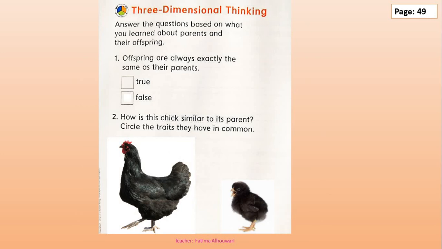Page number 49. We have 2 questions here. Offspring are always exactly the same as their parents. What do you think, grade 1? Is this true or false? Offspring are always exactly the same as their parents? Of course, no, they have some differences. So this statement is false.